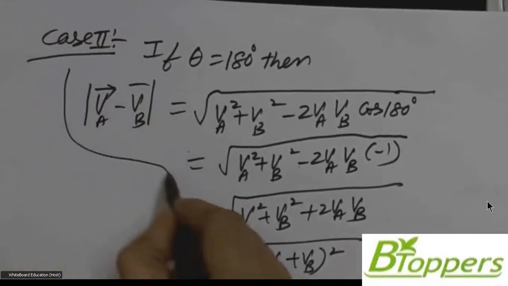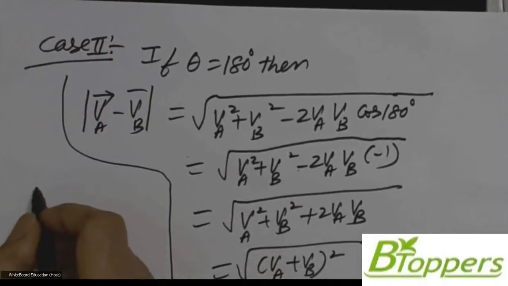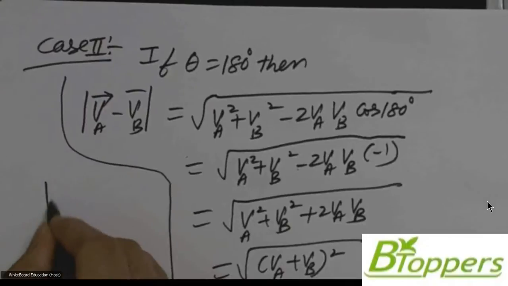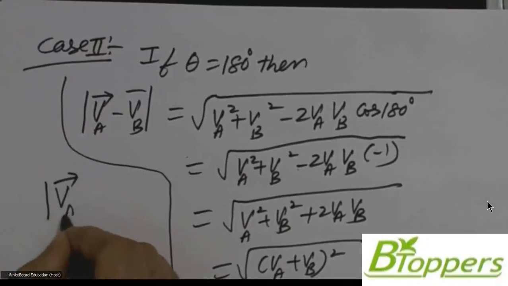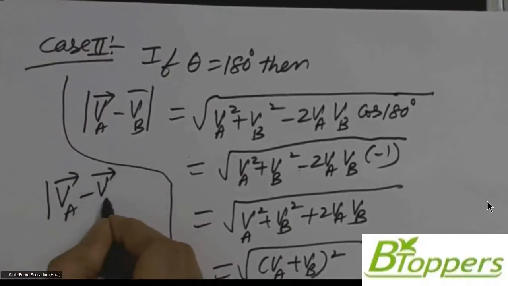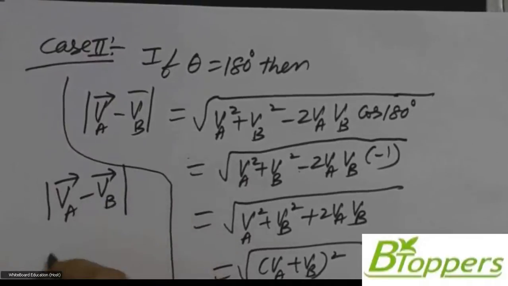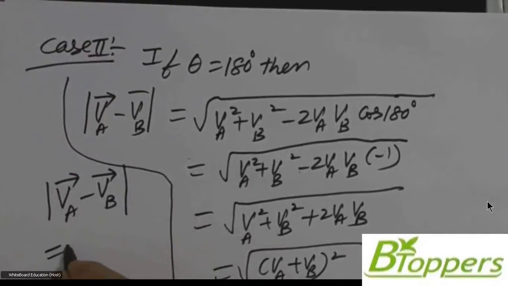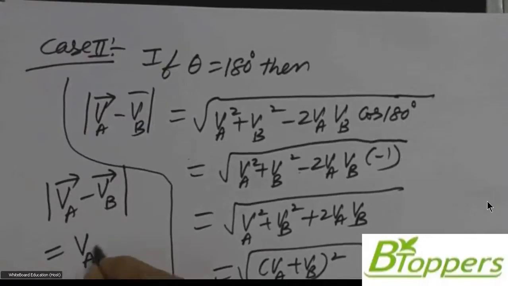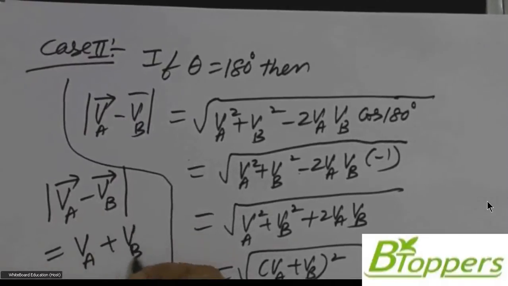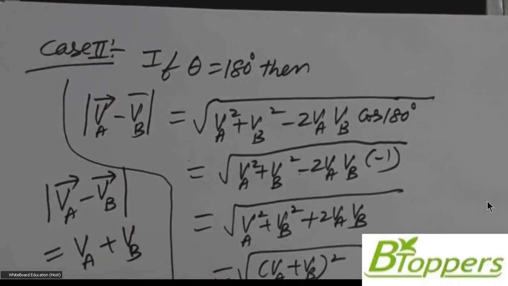That means if the two bodies A and B are moving in opposite directions, the magnitude of relative velocity of one body A with respect to another body B will be equal to the ordinary sum of the magnitudes of the velocities of the two bodies.